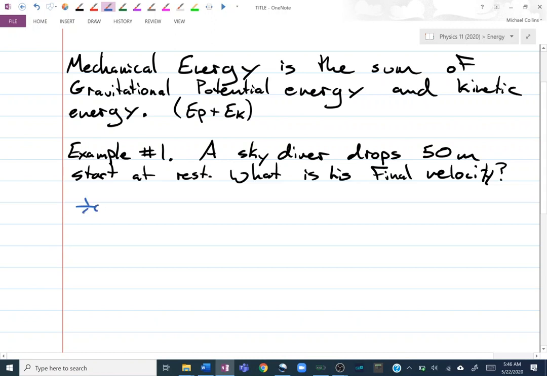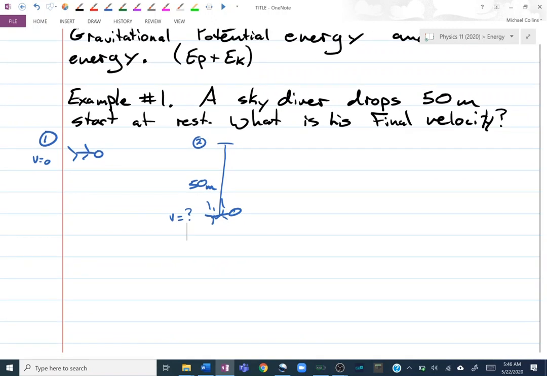So if we imagine our skydiver, and we'll call this time 1, and he starts from rest, and then at time 2, he is 50 meters lower, and now he's got some legs and some arms, and he's going down. His velocity is unknown. So when I set this up, I like to draw my two different pictures. Conservation of energy will always talk about two different times. We should always have two different pictures.